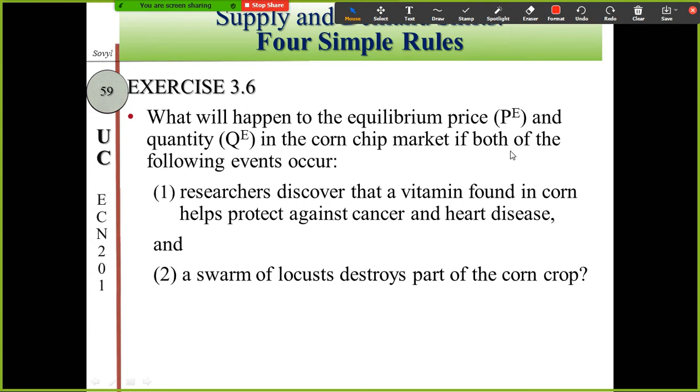Okay, so what happened to the price and the quantity in condition 1 and in condition 2? You need to find your answer. Don't try to copy from others. Try to understand the condition and think on your own to find the answer. Okay?